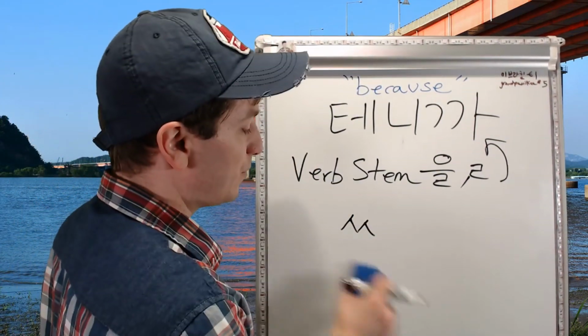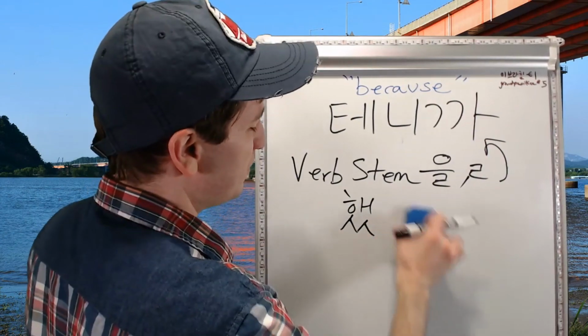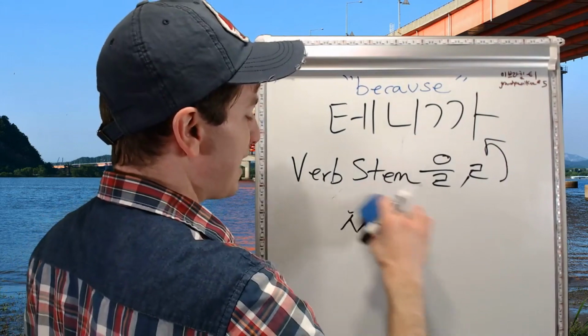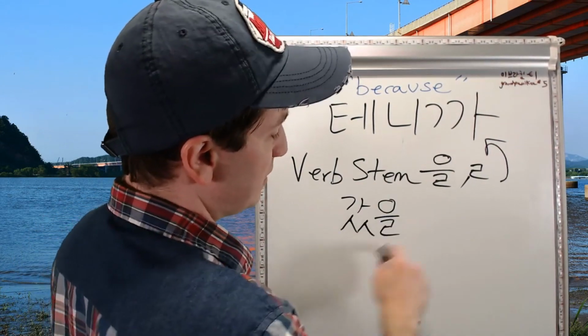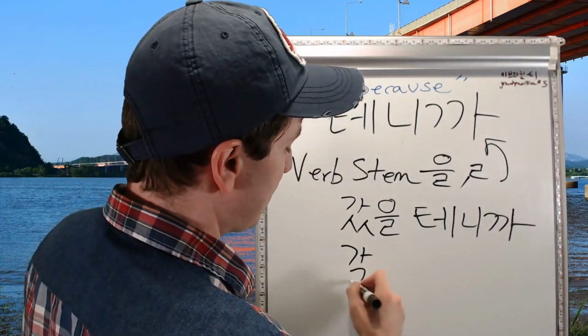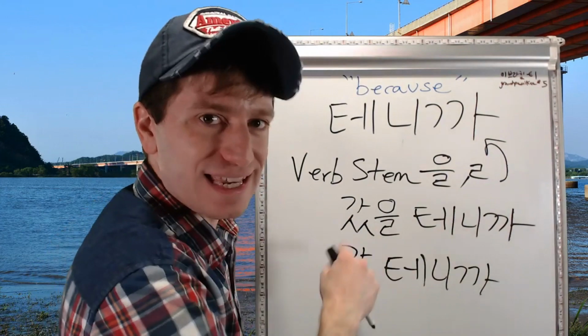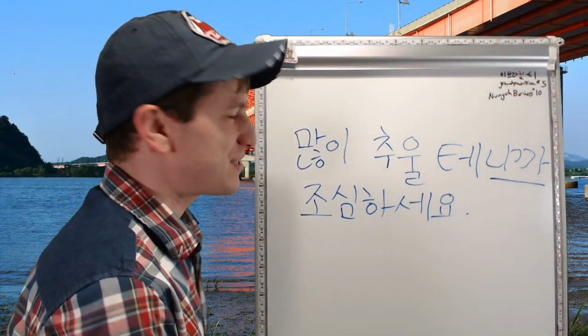So 하다 would become 했어요, but here you need the past tense verb stem, which will always end with these two. So then you attach 을 and then 테니까. So it's either this regular one, you can say 가다 for 갈 테니까, or 갔을 테니까 with the past tense verb stem.